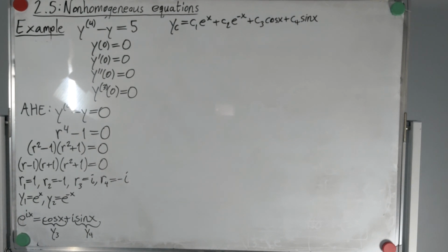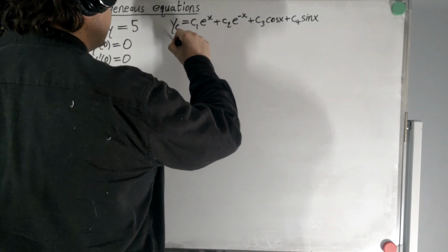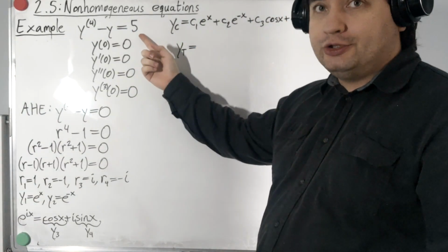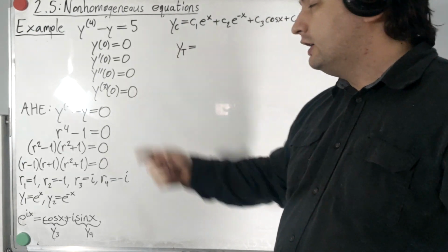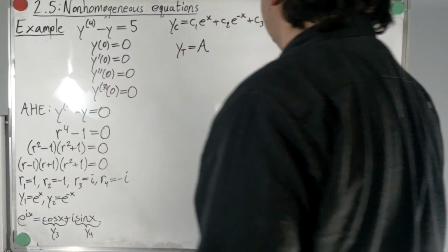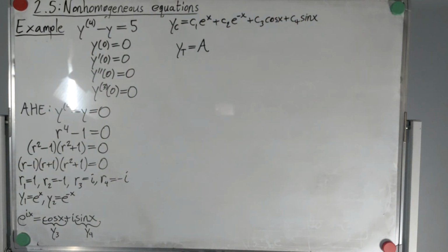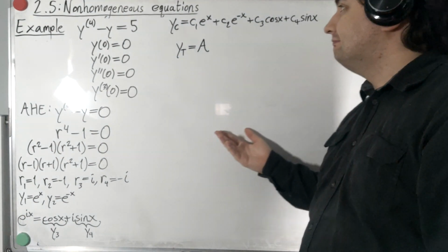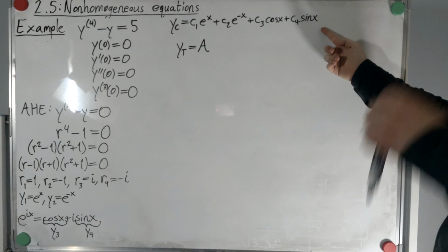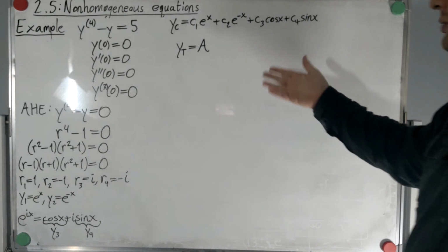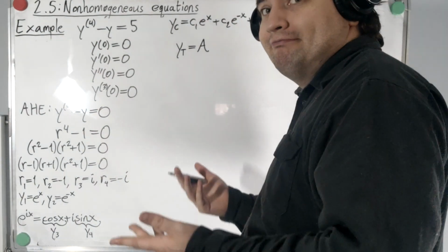Okay, next up we're going to have to create a guess. So, this is a 0-degree polynomial. Therefore, our guess is also going to be a 0-degree polynomial. We have to check for duplication. So, is any part of this a 0-degree polynomial? Well, no. No part of this is constant. So no duplication is occurring. Great.